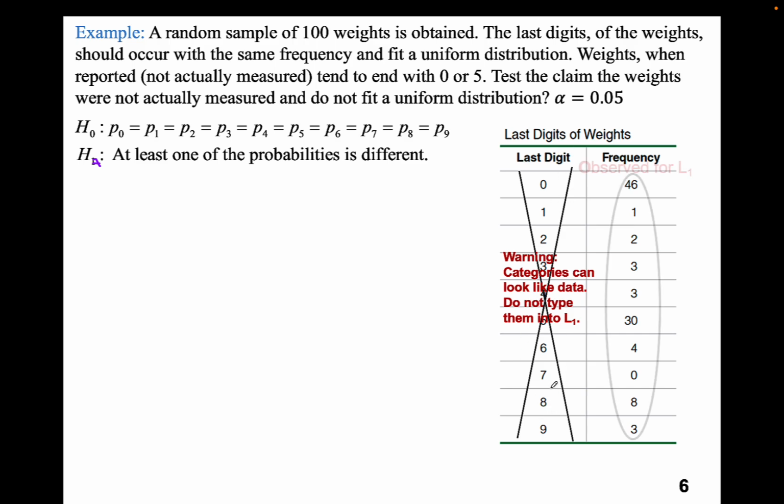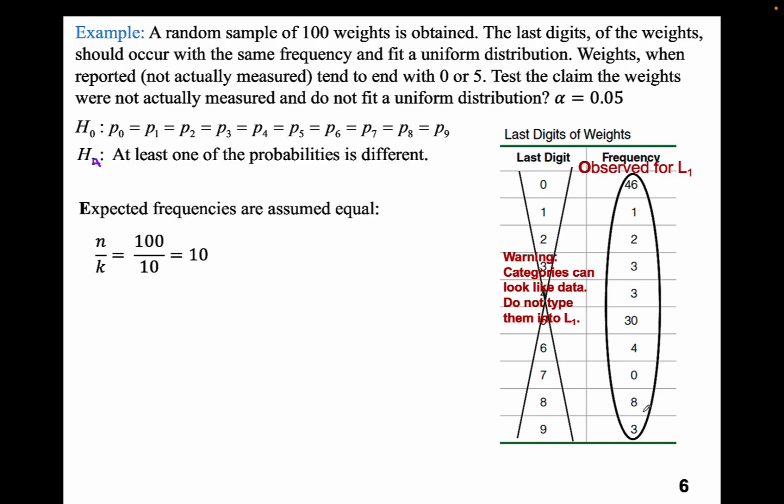Okay, so what we observed is this list here. This is going to be the capital O, observed for list 1. And then what we expected to observe, we will find by capital E, is the number of trials divided by the number of categories. So we had 100. That was right here, you guys. N equals 100.